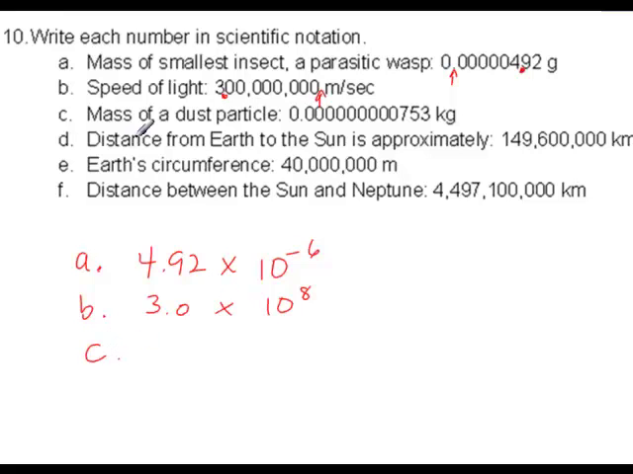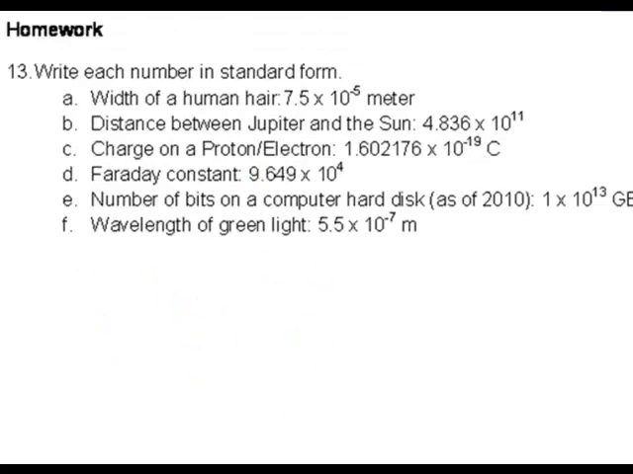Okay, C. So the mass of a dust particle, so that's really, really small. Between the 7 and the 5. Okay, so 7.53 times 10 to the... No, just 11. There's 11. Oh, 11. Okay. Now, is it positive or negative? Negative. Got to be negative. Okay? All right. You'll have to finish D, E, and F, so give yourself some room.